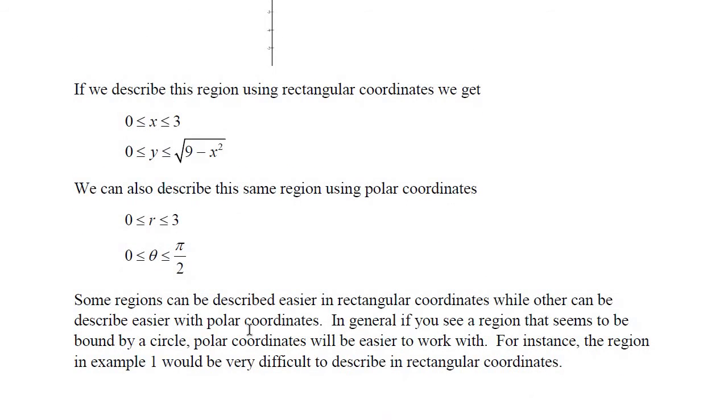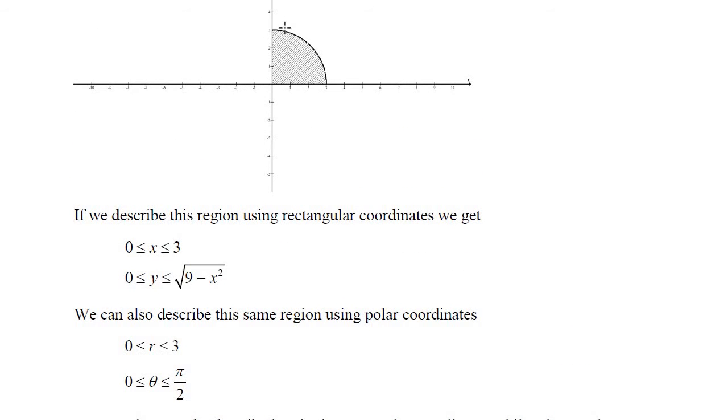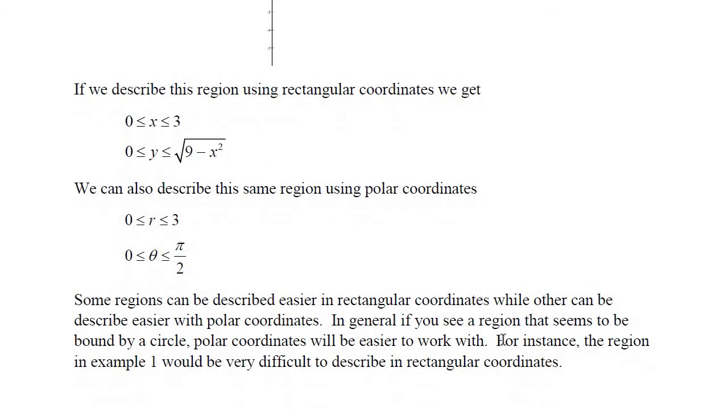Now sometimes regions can be easier described in rectangular coordinates. Other times you can describe the region easier in polar coordinates. But in general, if you see a region that looks like it's going in a circular type boundary, then you want to use polar coordinates.